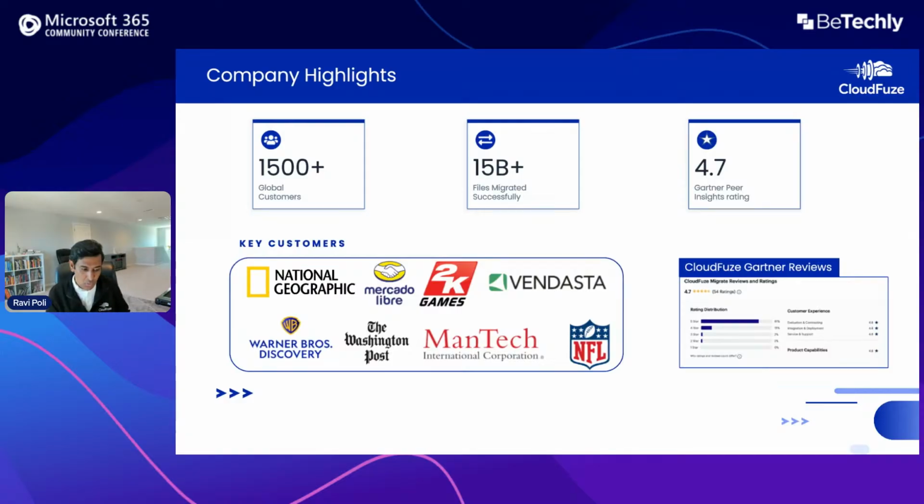A lot of the customers were at that time trying to move a lot of their on-prem workloads into cloud platforms like Microsoft 365 or Google Workspace. So over the years, we solved a lot of these customers' problems. As you can see on the screen, 1,500 plus large customers, and we migrated more than 15 billion plus files. And we consistently are always rated high in Gartner reviews. And you can see some of the known customers of ours. So we started doing that.